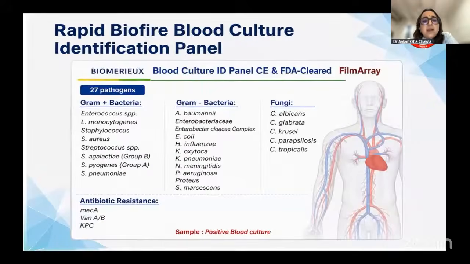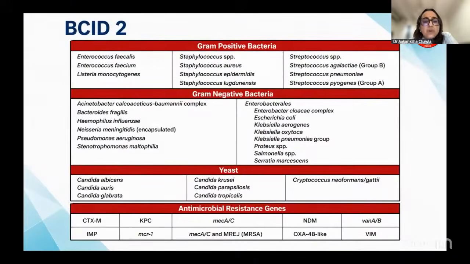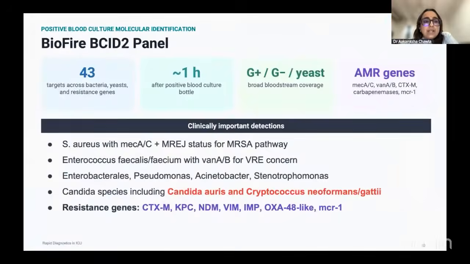So this is the rapid BioFire blood culture identification panel. As you can see, there are 27 pathogens, gram-positive, gram-negative bacteria, fungi, as well as the resistance. Then this is the BCID2 panel, which is more widely used. This has 43 targets. The turnaround time is about 1 hour. It also includes Candida species like Candida auris and Cryptococcus neoformans. Resistance genes like CTX-M, KPC, NDM, VIM, IMP, and OXA-48 like, as well as the MCR-1.